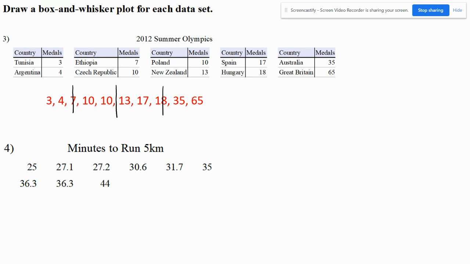So I have almost all my numbers. I see 7 and 18. Now, the one in the middle is right in between 10 and 13. So the way I'm going to find out what that number is, I'm going to go 10 plus 13 divided by 2. I'm going to add my 2 numbers and divide it by 2. In this case, it happens to be 11.5.